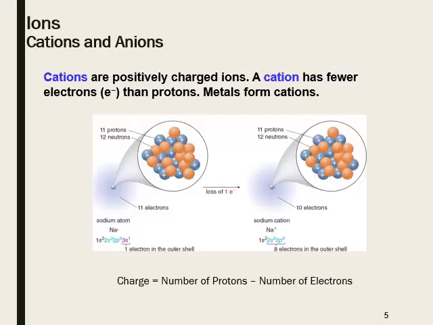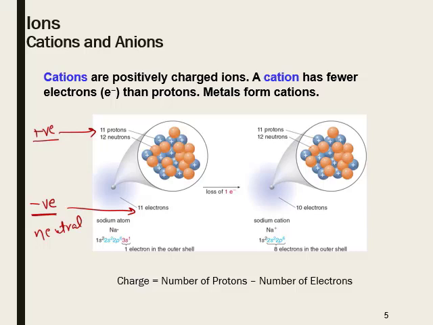Let's take an example of sodium atom. So sodium is a metal. It has 11 protons in its nucleus and 11 electrons around the nucleus. We know that protons are positively charged and electrons are negatively charged. Now, because total number of positive charges and total number of negative charges are equal, therefore sodium atom is neutral. So it has no charge as such.